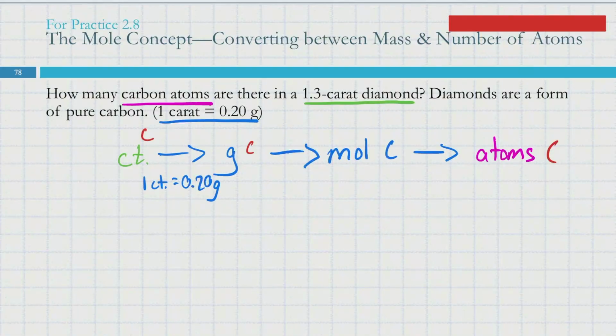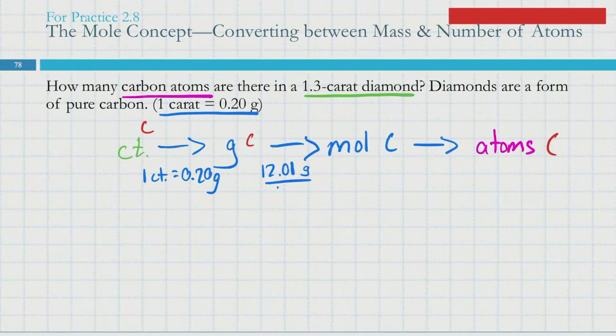What do we need to get between grams and moles? Not Avogadro's. Molar mass. So we need to find carbon and get its molar mass. On the periodic table in class, it's 12.01. What number goes with the 12.01? What unit goes with it? Grams, and that's in 1 mole. So grams over moles.